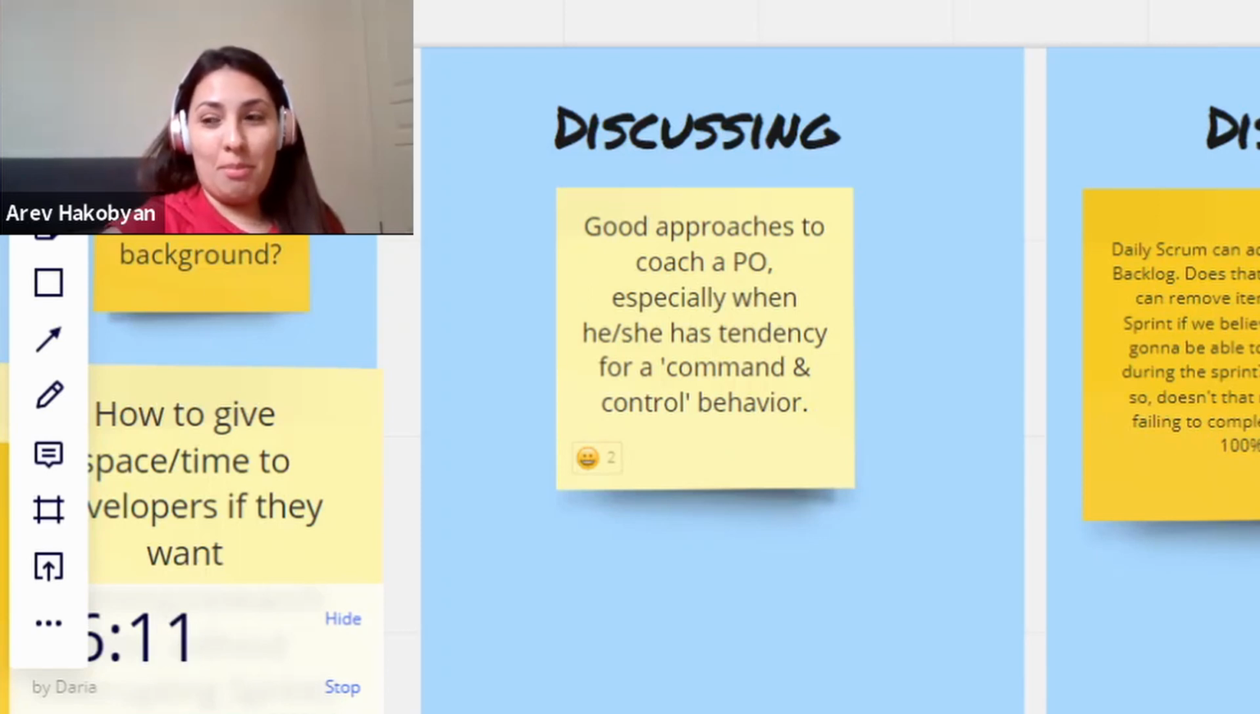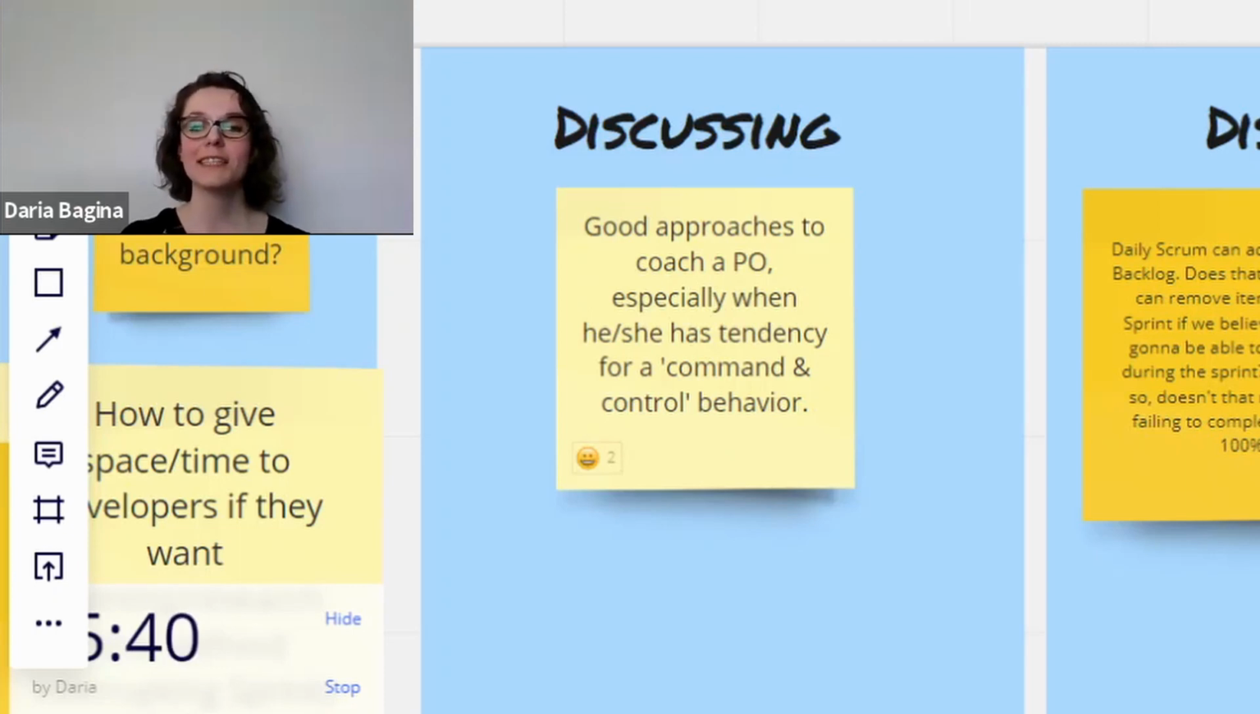Usually the best approach to understand where it is coming from is a direct conversation, not a blunt one, but just a direct conversation with the product owner, to understand rather than assume where it is coming from. And then move forward with approaches based on the learnings of why this is happening, why the product owner is bringing command and control into the team.